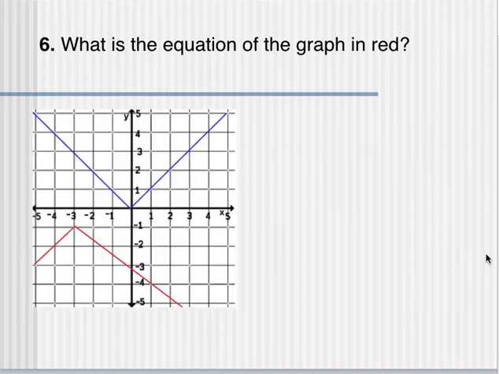So here you could see that your parent function is a V shape, so it's an absolute value. And you can see how the red one is flipped upside down, it's reflected, and it's also shifted 3 left and 1 down.